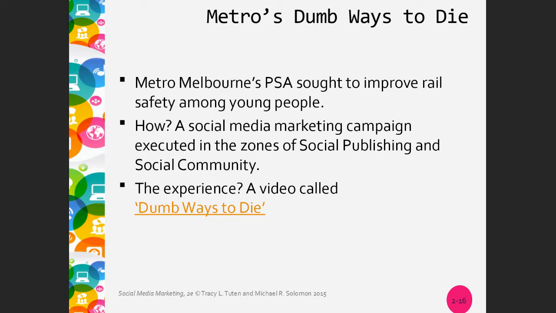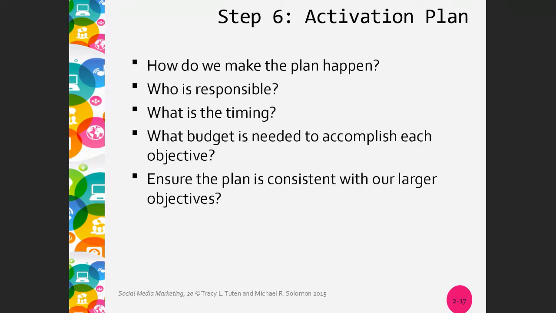So their strategy was to have something that people would watch and then share so that they could get their important message out without it being right up front, because a PSA from the Melbourne Metro in itself right up front may not have gotten shared much, but Dumb Ways to Die did get shared a lot. So then we have an activation plan.